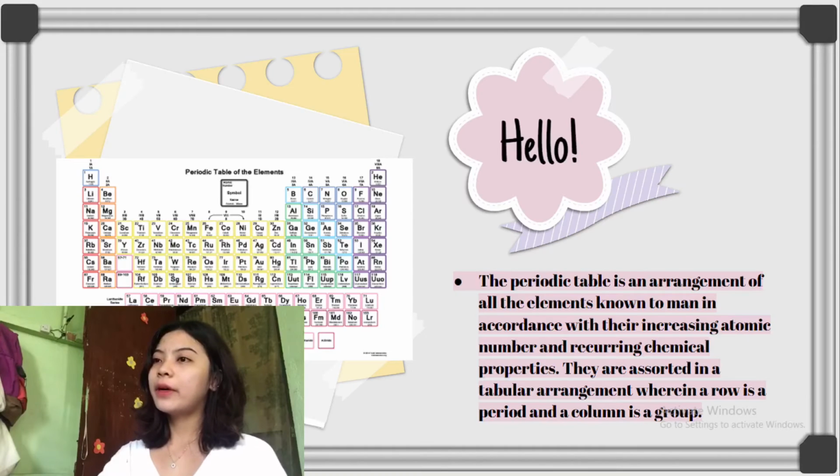So, our report is all about the periodic table. The periodic table is an arrangement of all elements known to man in accordance with their increasing atomic number and recurring chemical properties. They are assorted in a tabular arrangement wherein a row is a period and a column is a group.